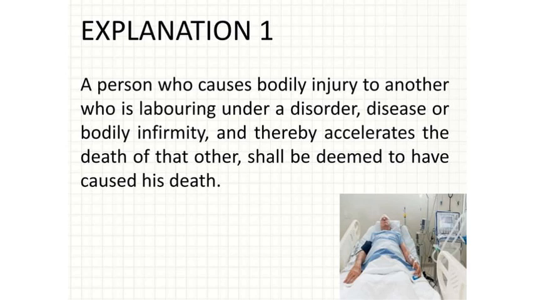Explanation 1 of the section states that a person who causes bodily injury to another who is laboring under a disorder, disease, or bodily infirmity, and thereby accelerates the death of that other, shall be deemed to have caused his death. This explanation relates to a person who hits someone or causes any bodily injury to another person who is laboring under a disorder, disease or bodily infirmity, and in such an act accelerates the death of such a person.